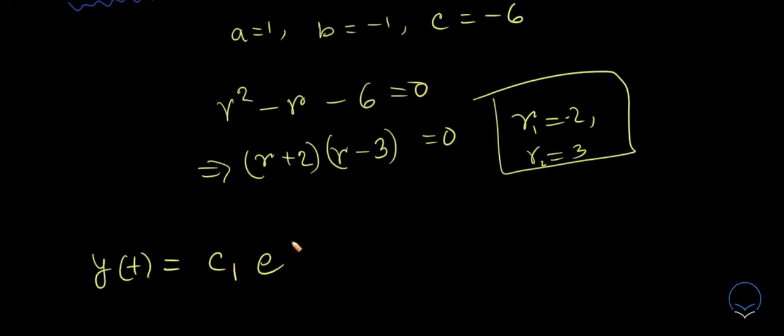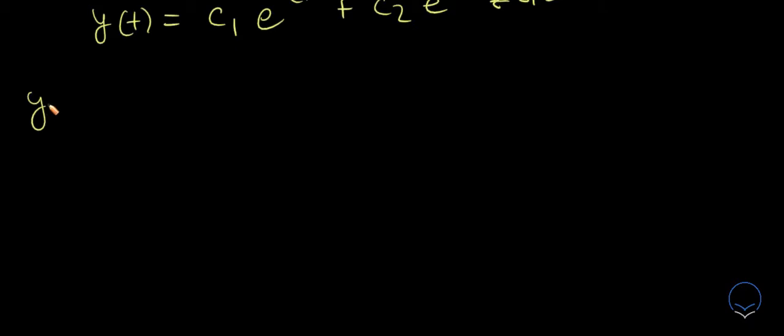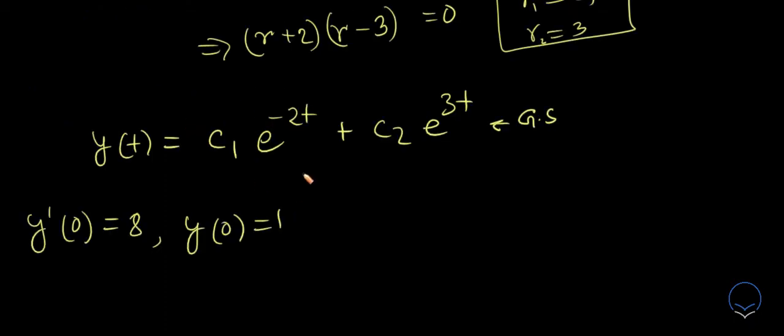Using this I can easily write down the solution y(t) as C1 e to the power R1, that is minus 2t, plus C2 e to the power 3t. This is done. This is the general solution, the GS. Now if I fix two initial values, that is the derivative of y with respect to t when evaluated at 0 is 8, and y of 0 is 1, using these conditions we can trace out a particular solution.